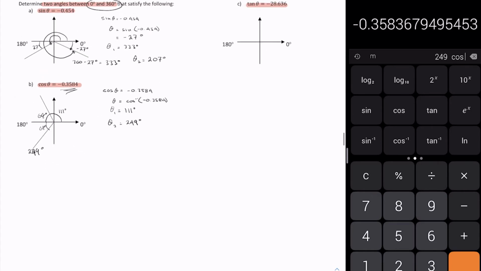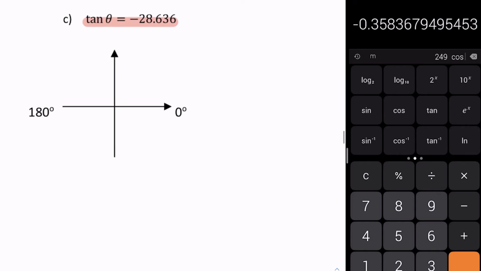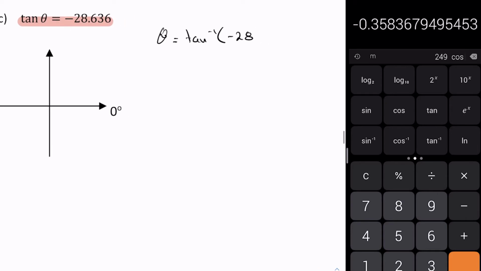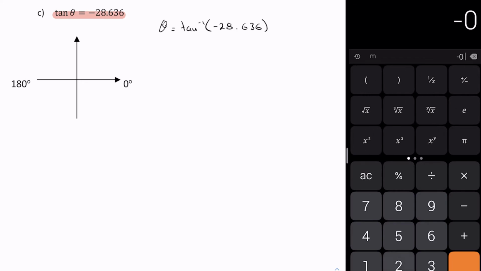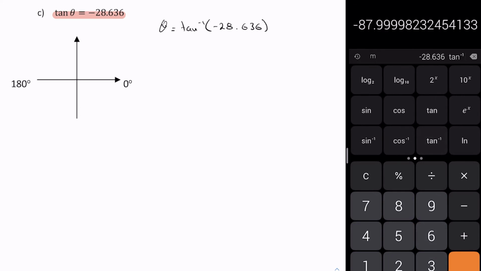Okay, moving on to the last one for tangent. I'm just going to get straight to it. Theta is tan inverse of negative 28.636. Let's enter that in, negative 28.636, and do tan inverse. I get theta is equal to negative, let's round it, negative 88 degrees.